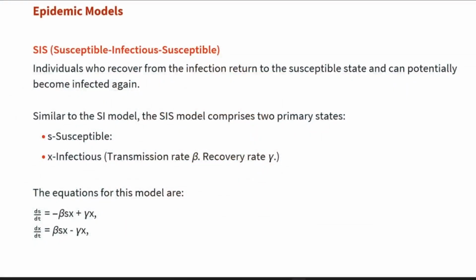Now, the SIS, susceptible-infectious-susceptible model, is another crucial epidemiological model. This model doesn't assume that individuals who recover from the infection gain immunity. Instead, individuals who recover from the infection return to the susceptible state and can potentially become infected again. So again, we have two states, the susceptible and infectious individuals. The infectious ones can transmit the disease to susceptible individuals at the transmission rate beta, and they can also recover and become susceptible again at the recovery rate gamma.